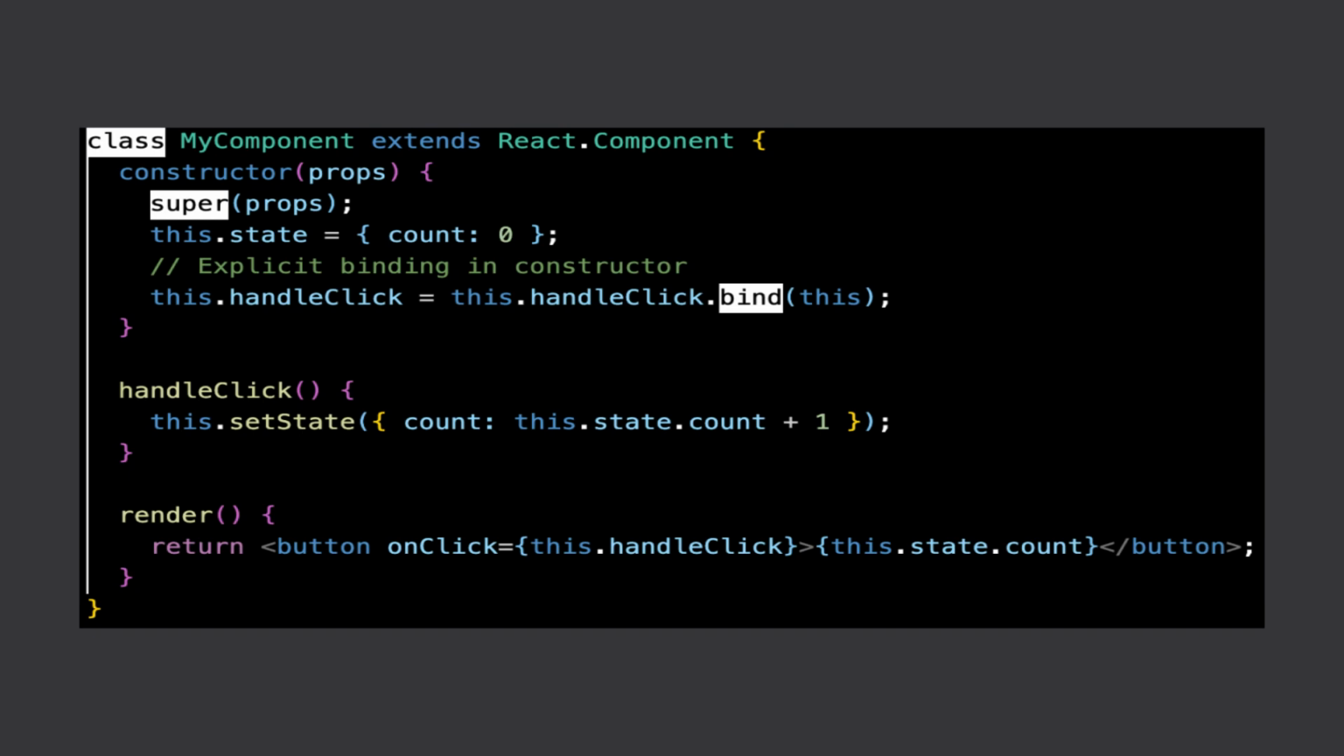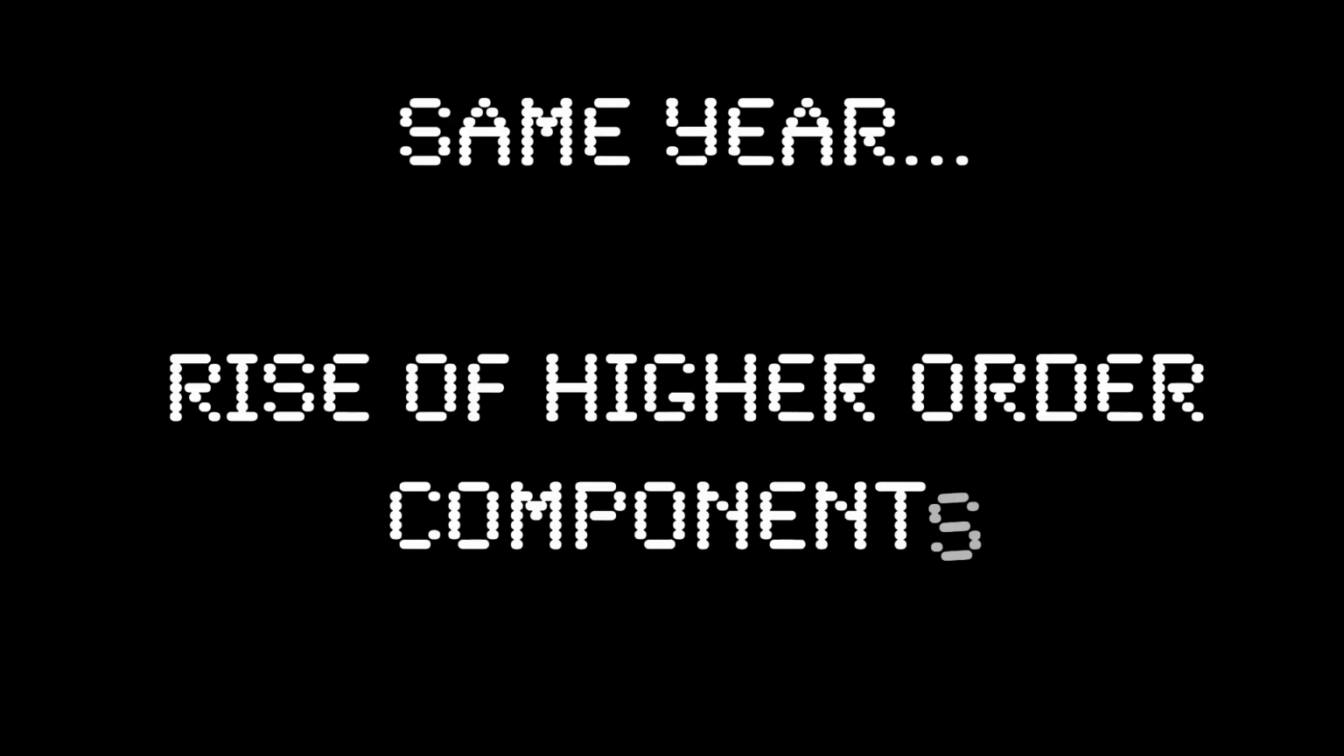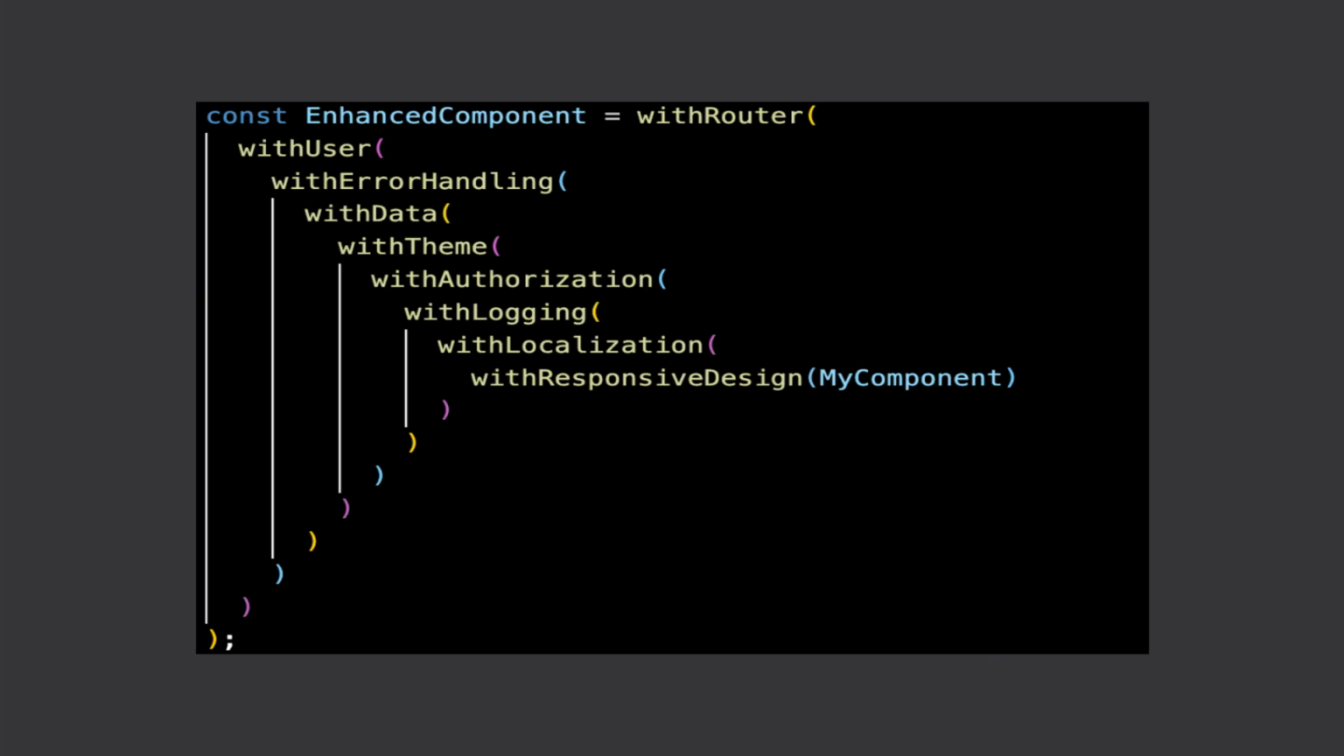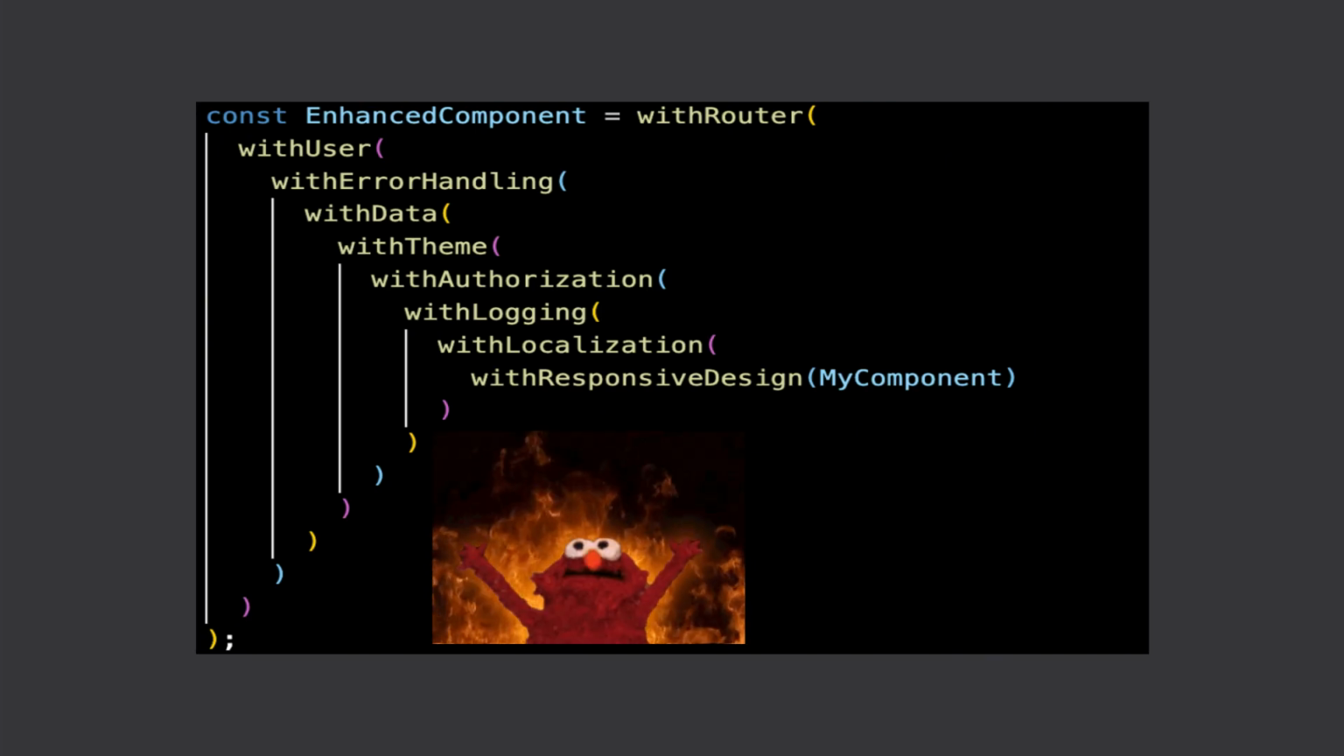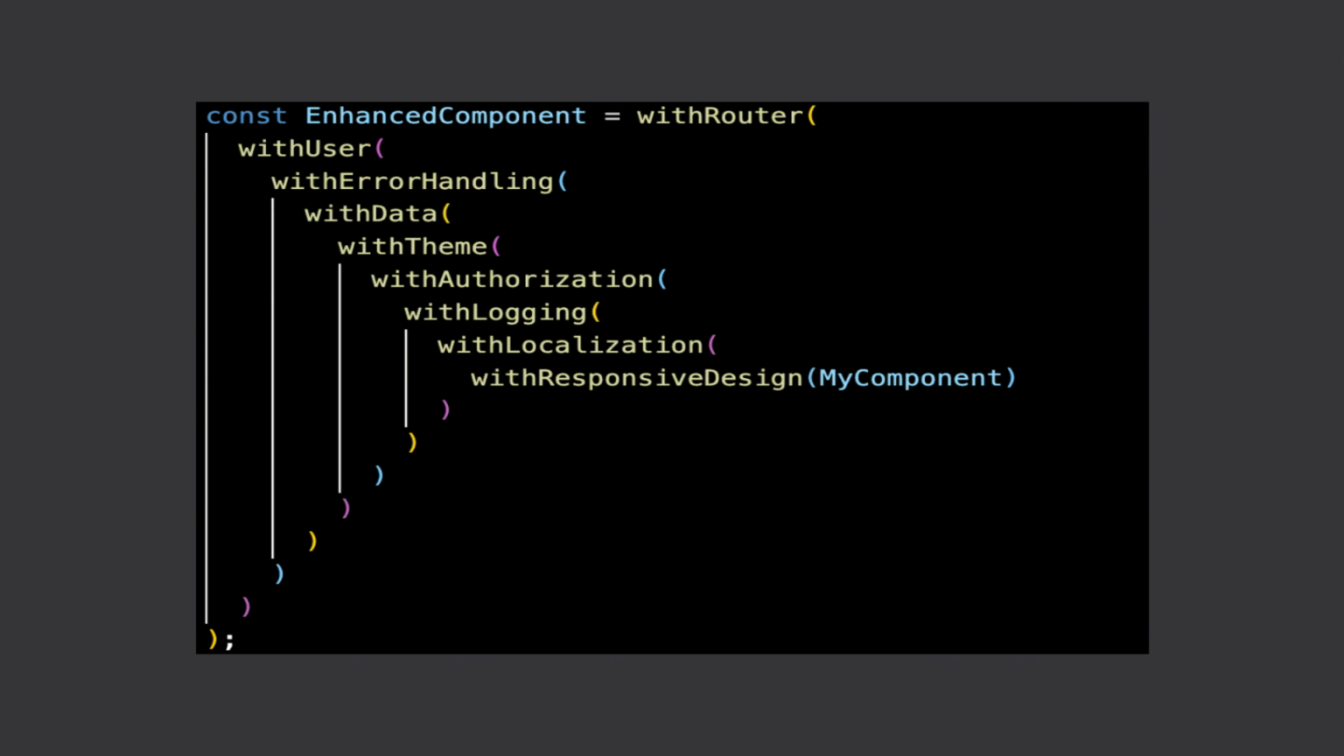And then enter the rise of higher order components, the same year actually. And they became popular for abstracting and reusing non-UI logic. However, higher order components could lead to what they called wrapper hell. Go ahead and take a look at this example. In this example, the MyComponent component is wrapped by multiple higher order components, each adding different functionalities like routing, user management, error handling, data management, theming, authorization checks, logging, localization, and responsive design.